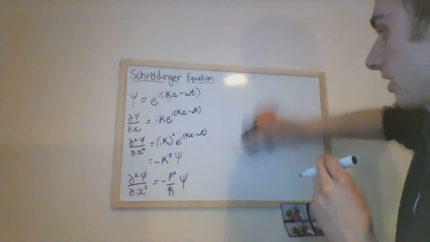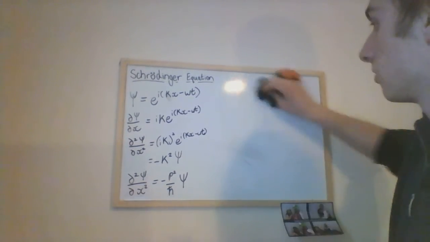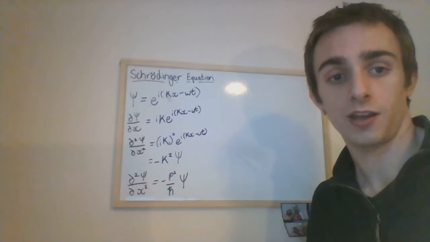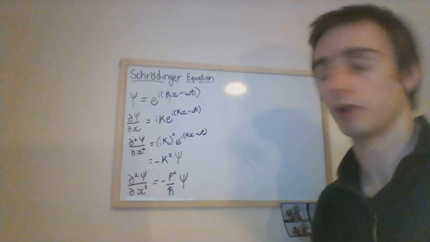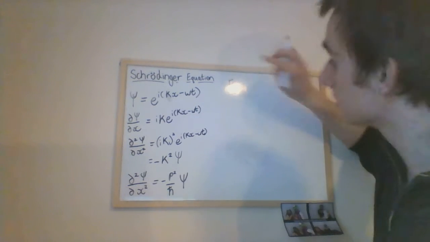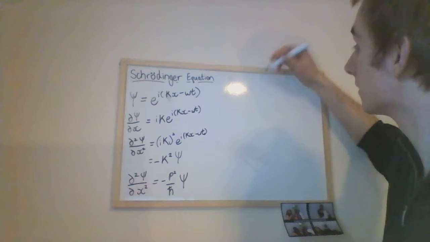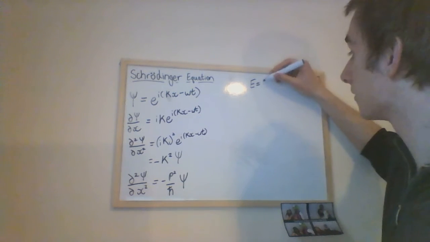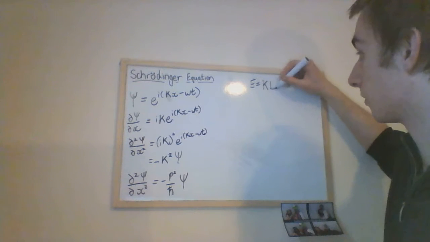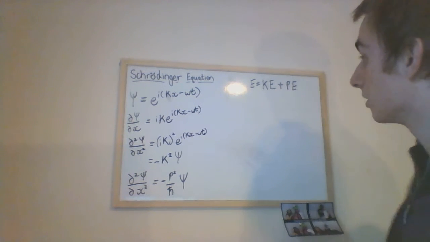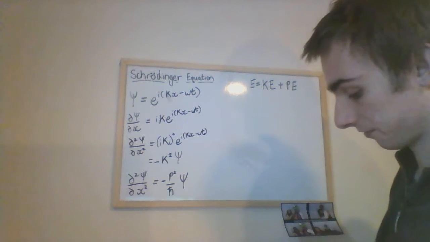And this is our second detour. We're going to look at something called the Hamiltonian. The Hamiltonian is just an expression for the total energy of a particle. So the total energy of a particle, E, is equal to the kinetic energy of a particle plus the potential energy of a particle.